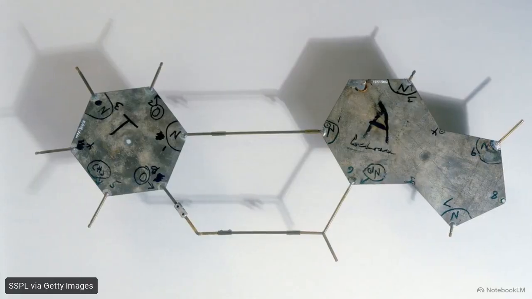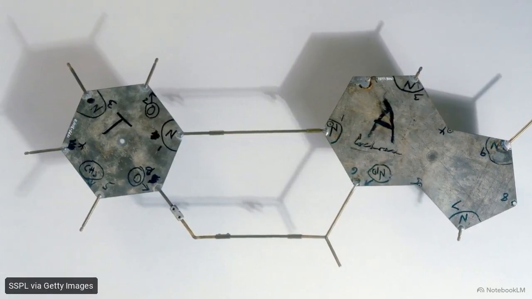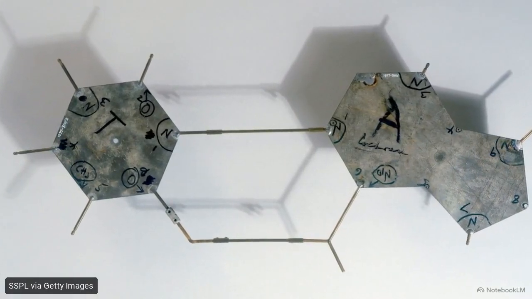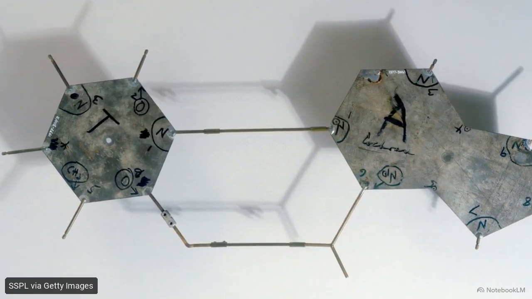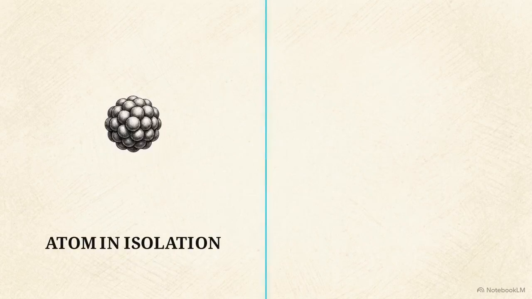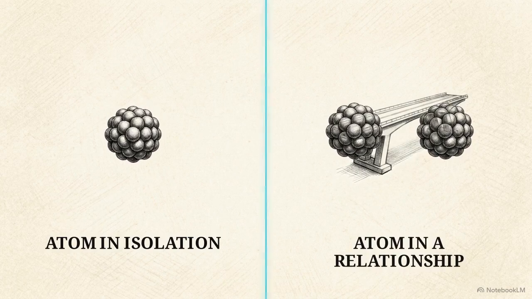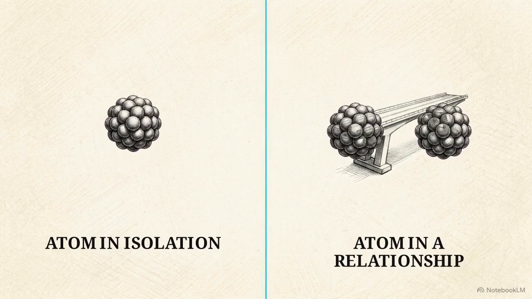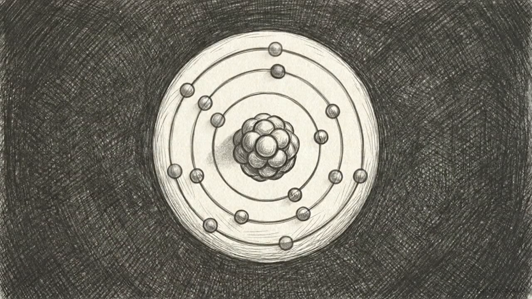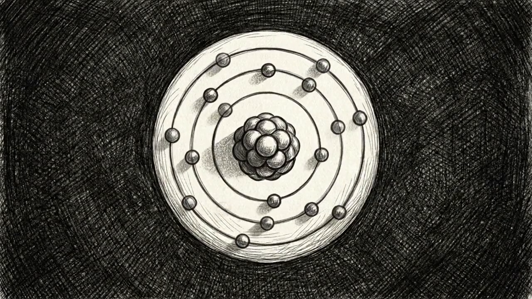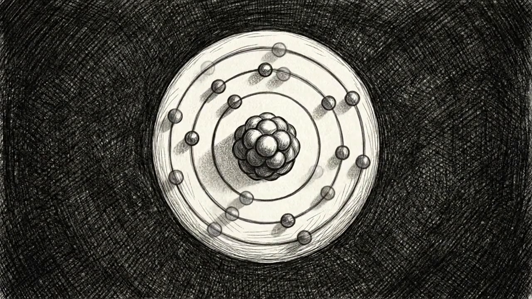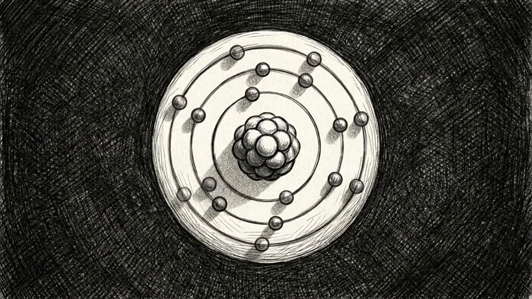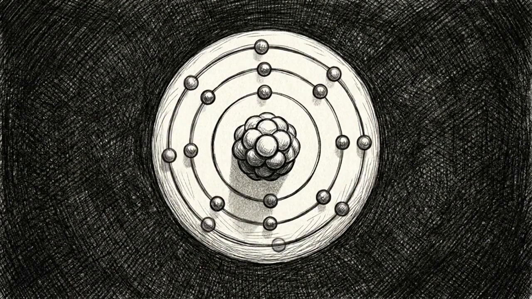A lone atom floating in the vacuum of space behaves very differently than atoms bound together in complex biological structures like DNA. To map the building blocks of the universe accurately, we have to split our perspective into two distinct contexts: the atom in total isolation and the atom in a relationship. Let's start by creating a total vacuum. We strip away all surrounding atoms and molecules to focus entirely on one single isolated element.